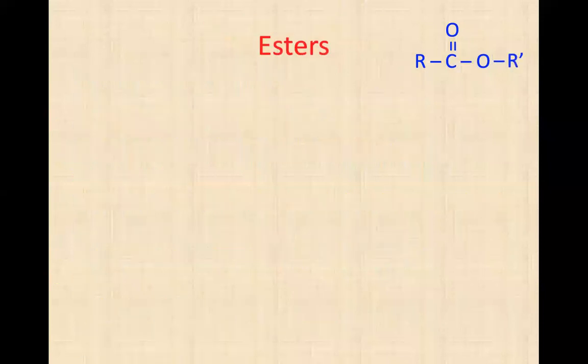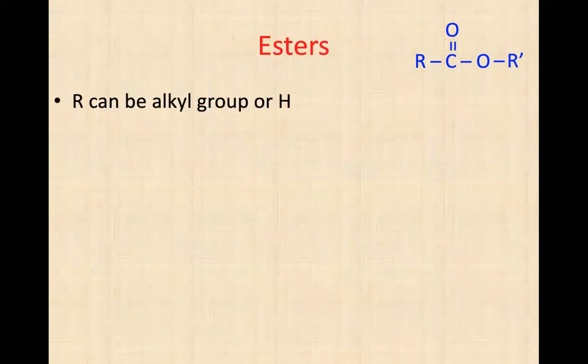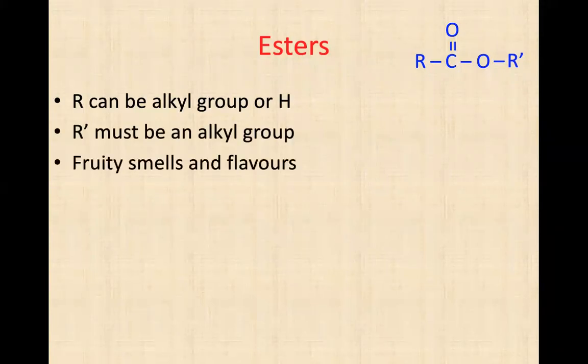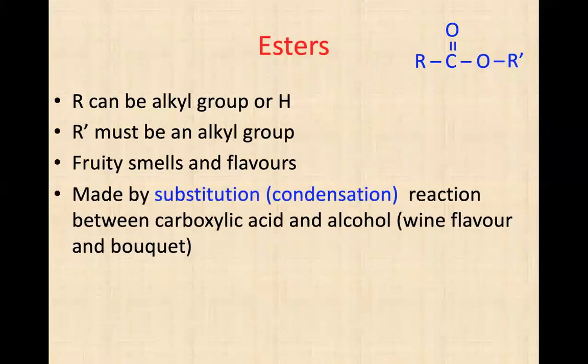And then finally, the esters, right? They've got a C double bond O in the middle of the molecule. R can be a hydrogen or an alkyl group. R dash has to be an alkyl group, right? So esters are what give us fruity smells and fruity flavours. They're made by a substitution or a condensation reaction, substitution being the preferred name, between a carboxylic acid and an alcohol. They're what give wine its flavour and its taste, especially red wines.